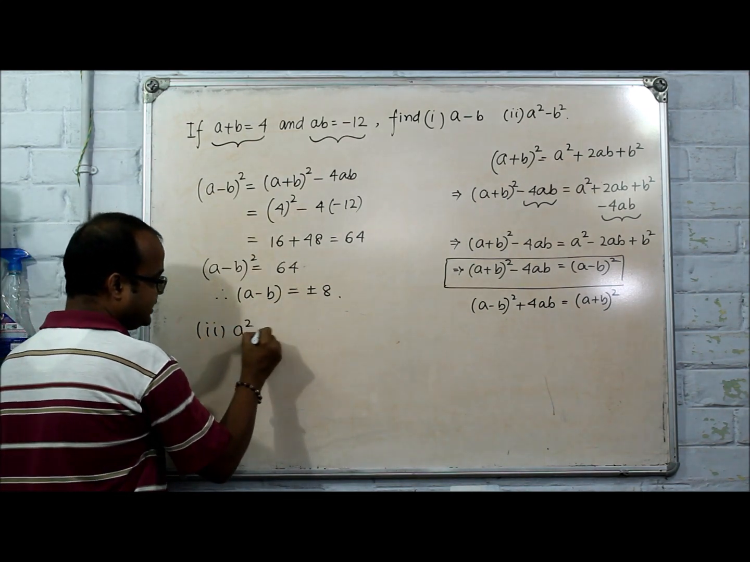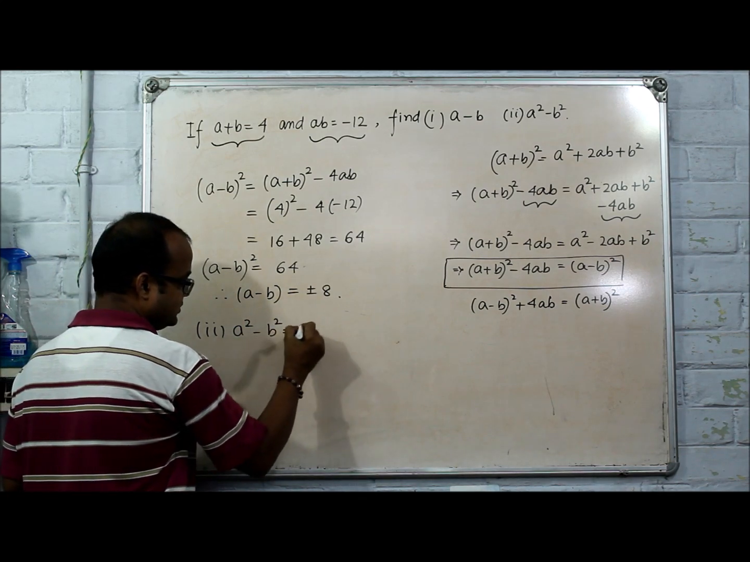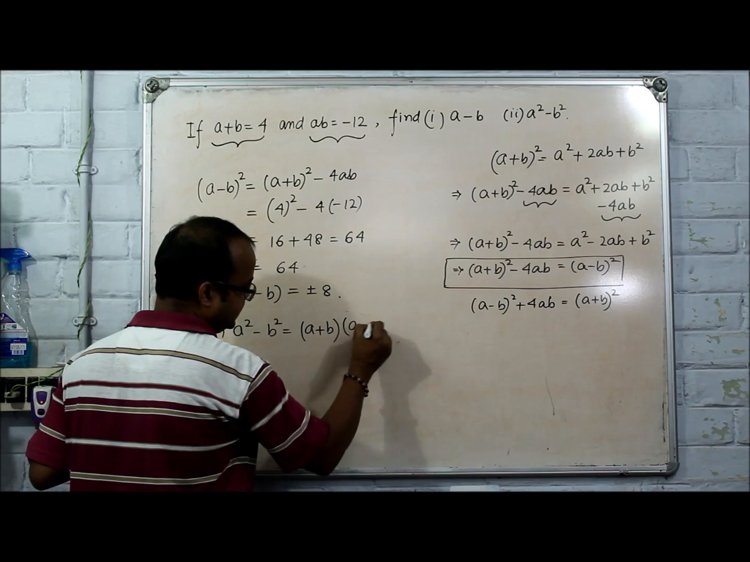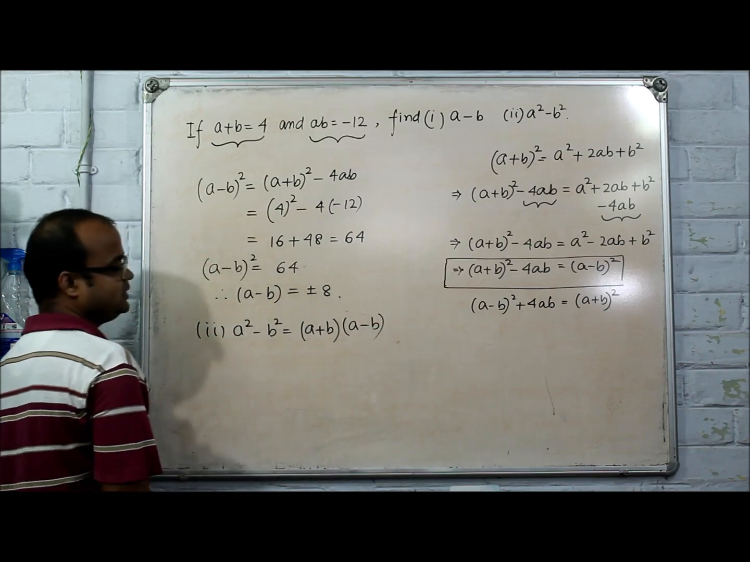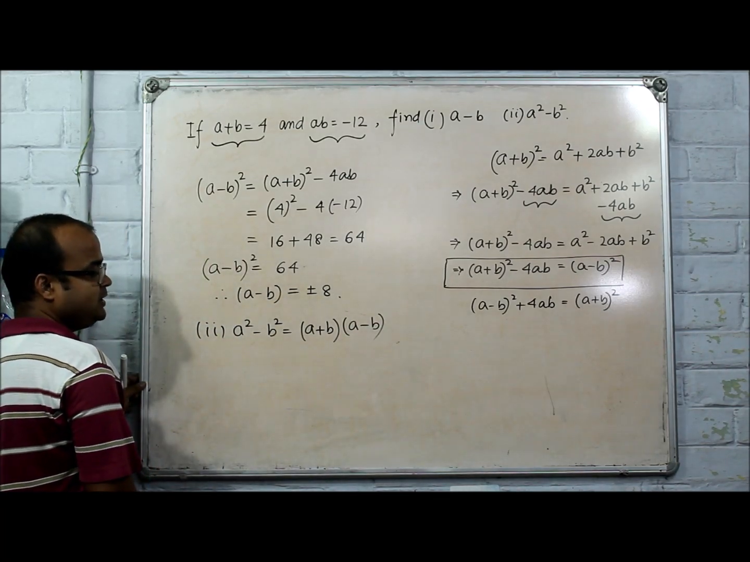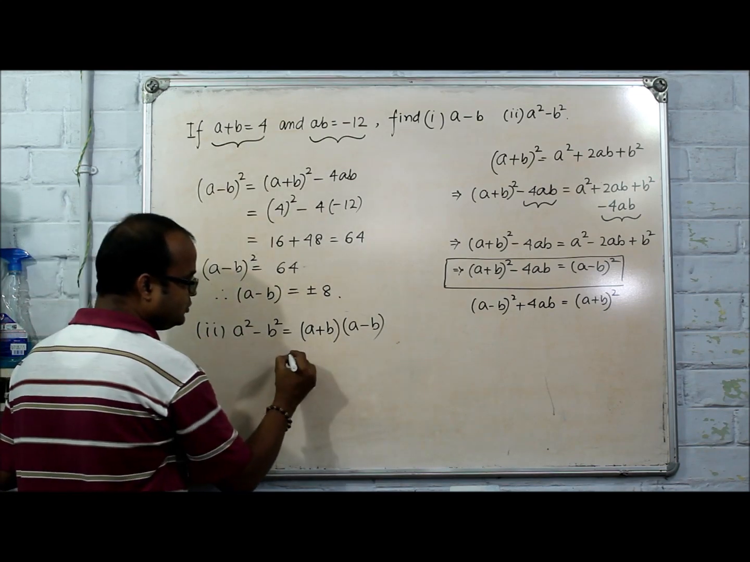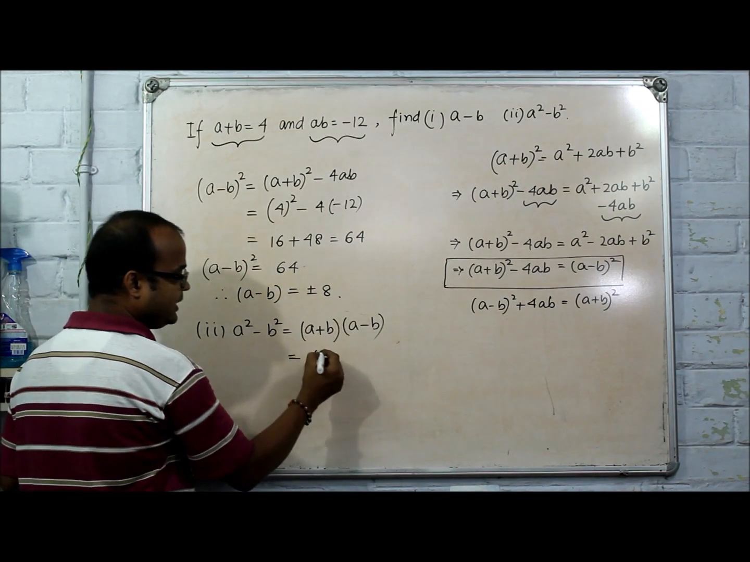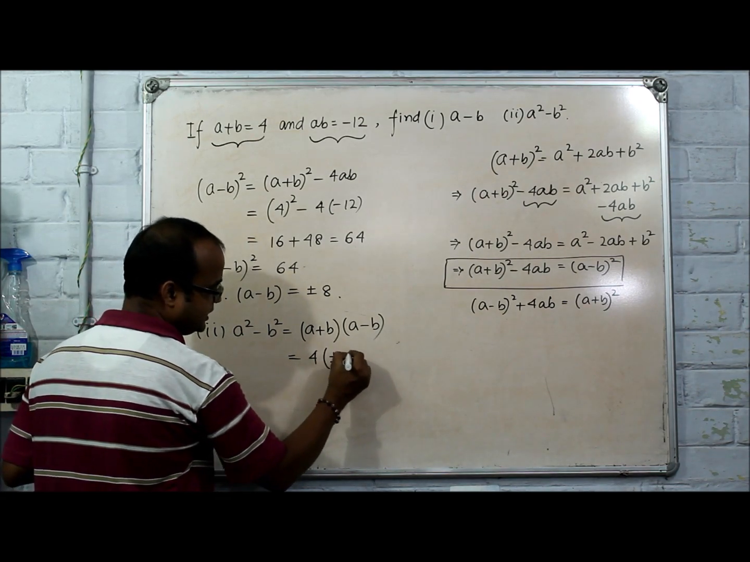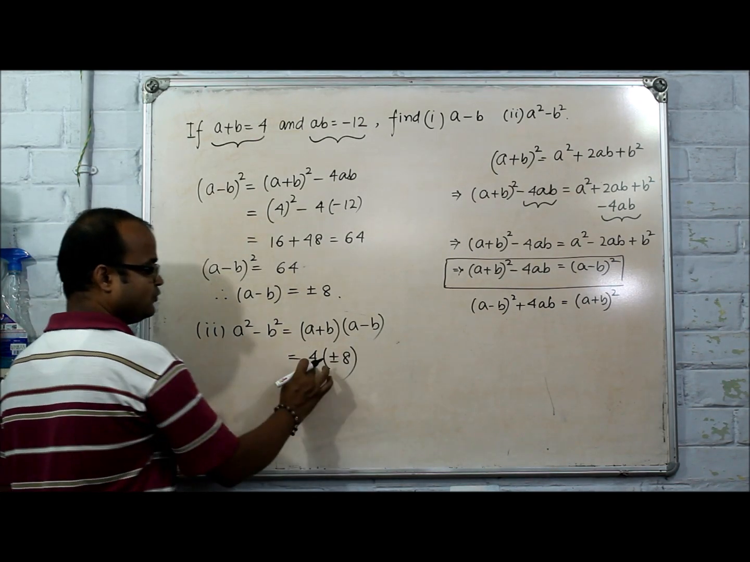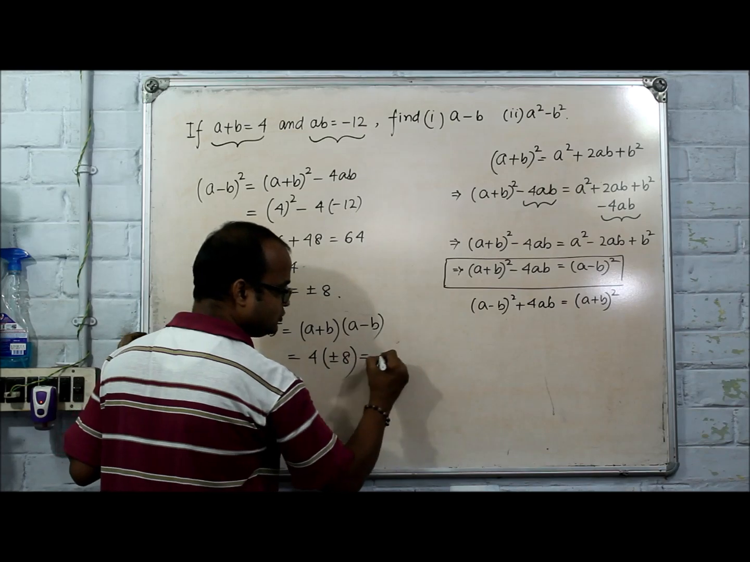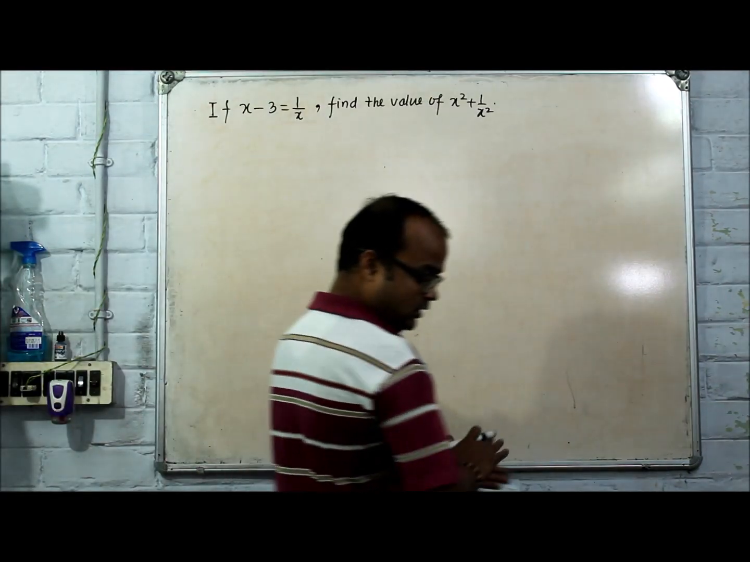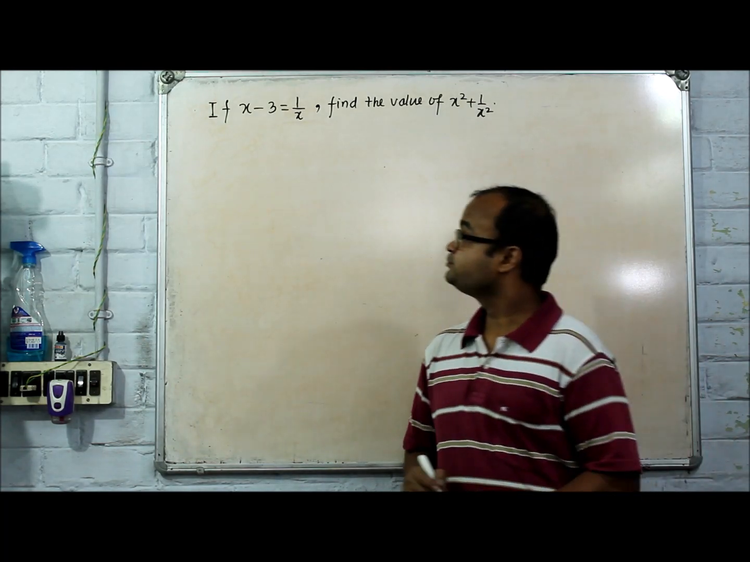Moving into the next part, a square minus b square. This is equal to (a plus b) into (a minus b). Now a plus b is equal to 4, so in place of a plus b we write 4. And a minus b is equal to plus minus 8. So 4 eights are 32. So your answer will be plus minus 32. Moving into the next problem.